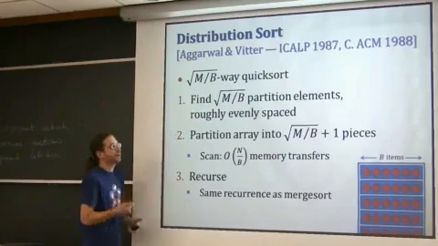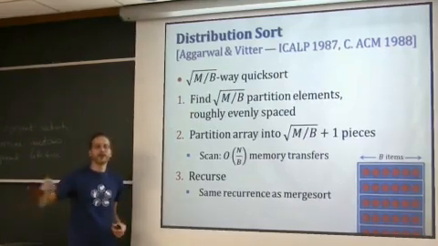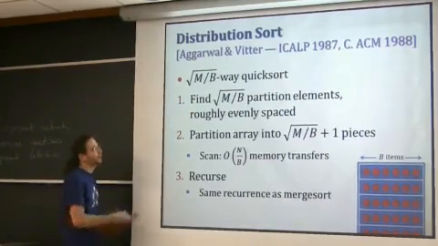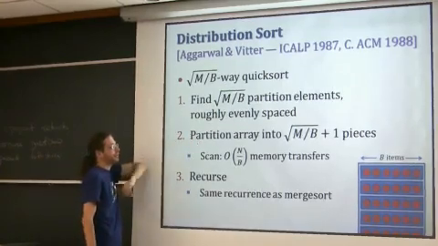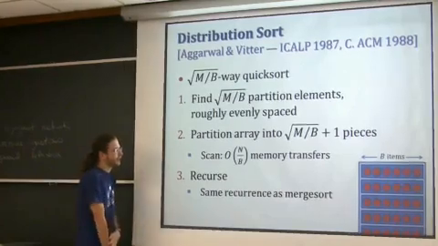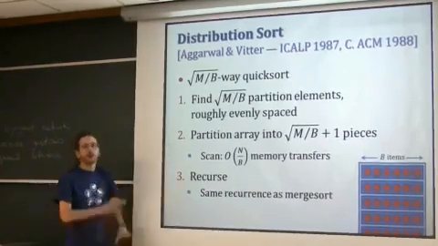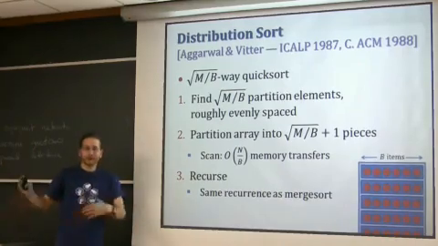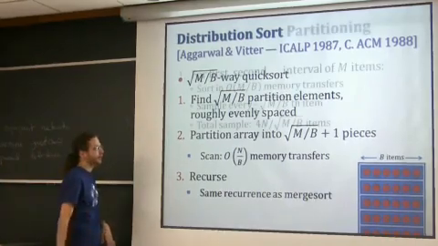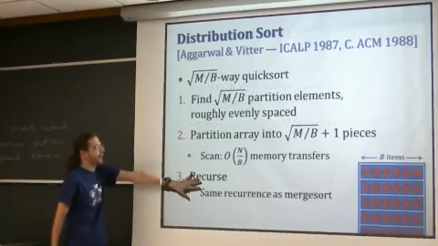There aren't very many of them. And then you write it out to the corresponding list, and you get square root of m over b plus 1 lists. And so that's efficient because it's just a scan or parallel scans. And then you recurse, and there's no combination. There's no merging to do. Once you've got them set up there, you recursively sort, and you're done. So the recurrence is exactly the same as merge sort.